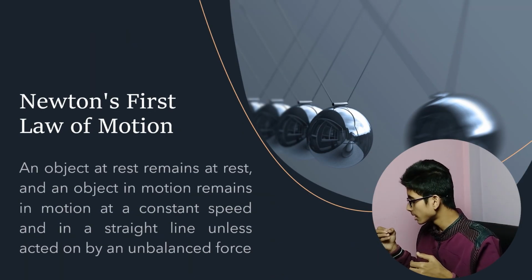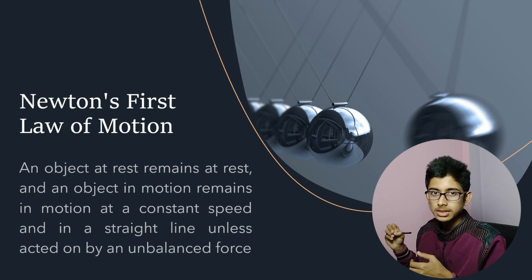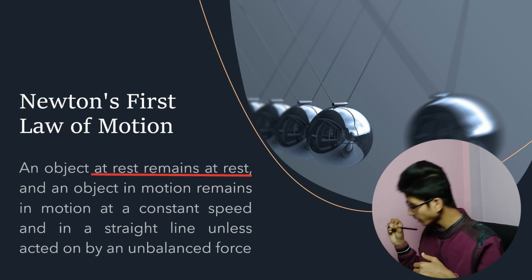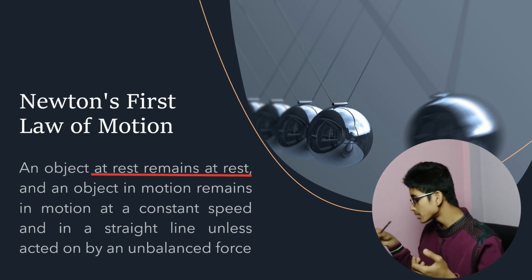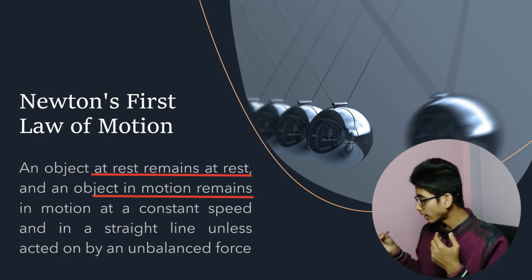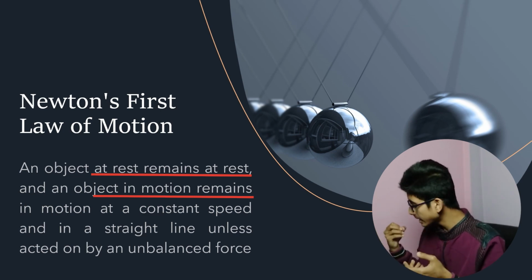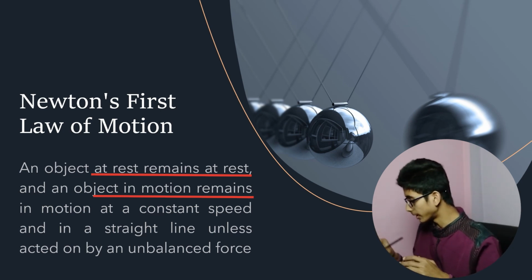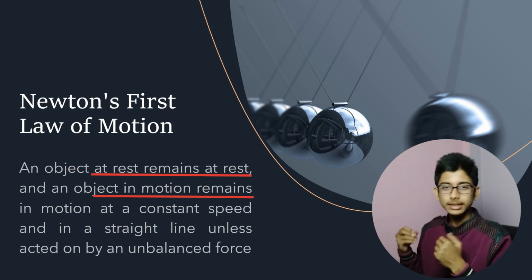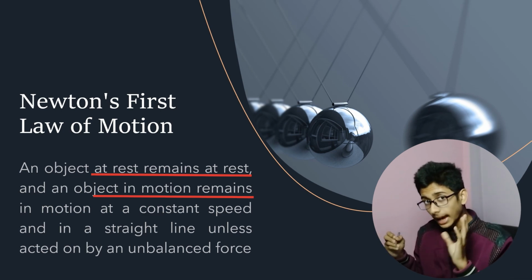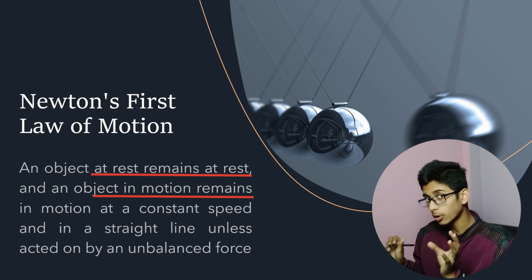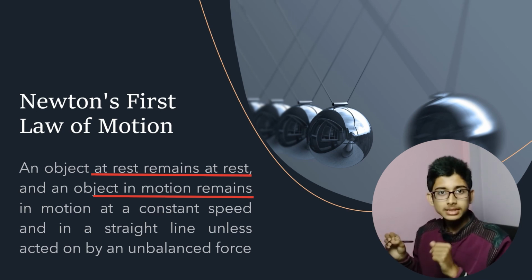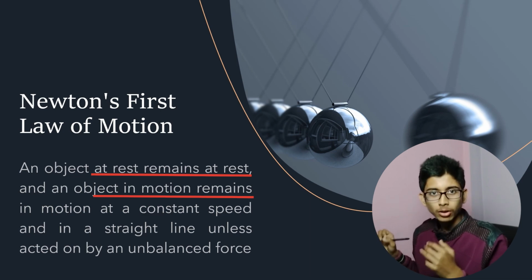So, Newton's first law of motion states that an object at rest remains at rest, and an object in motion remains in motion at a constant speed and in a straight line unless acted on by an unbalanced force. So we can summarize that an object at rest remains at rest and an object in motion remains in motion. We're going to experiment with that also.